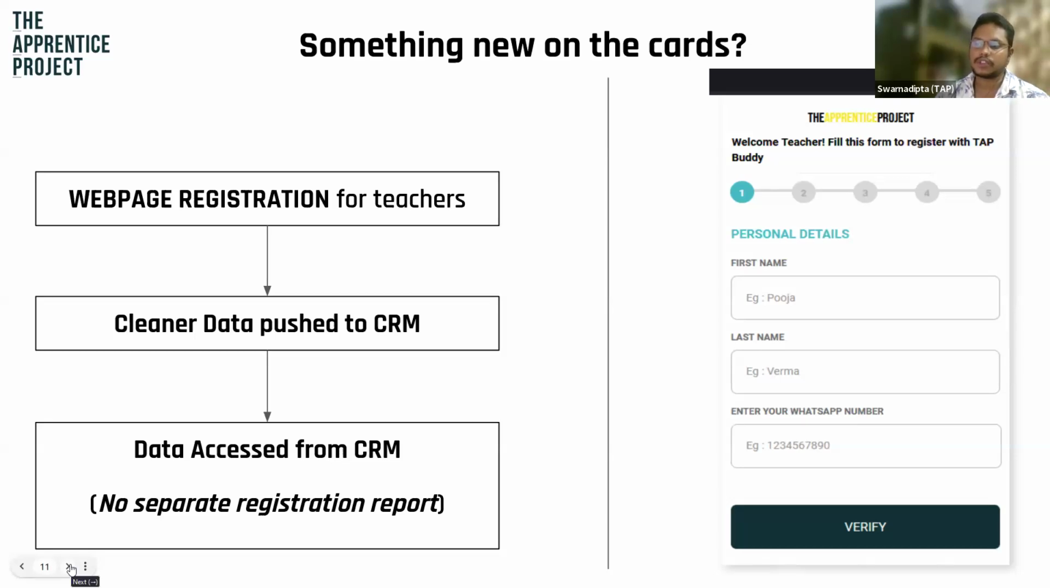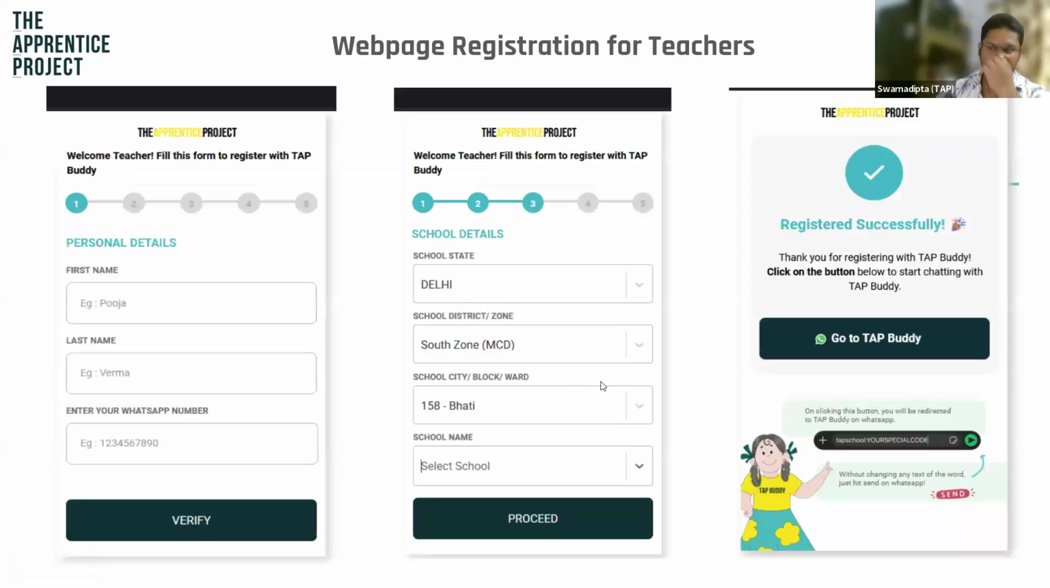Moving on to the next slide, you can see we have 3 pages. It's a 5-page web page registration, but we're going to focus on the pages which are crucial, which drove us to develop this web page registration. First, of course, are the personal details. We have ensured that first name and last name contain only English letters, with no special characters or numbers, which was an issue when they were entering details in the Glific chat box, the TabBuddy chat box.